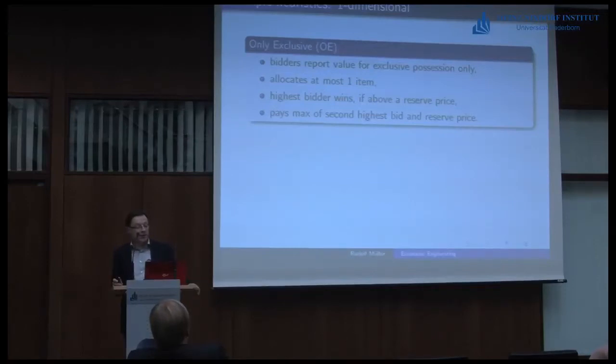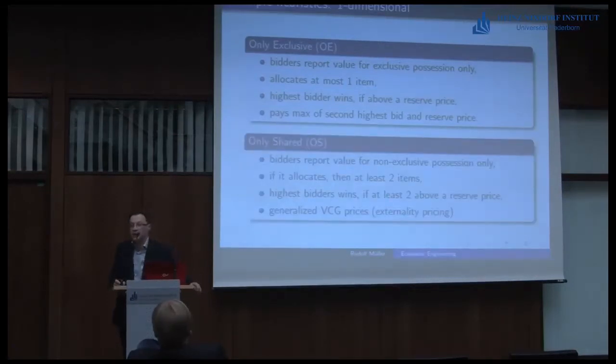So here are two very simple heuristics. The one is we never sell shared. We only sell exclusive. So bidders only report the value for exclusive possession. We allocate at most one item. Highest bidder wins. If above a reserve price, pays the maximum of the second highest bid and the reserve price. Forget about allocating shared, and we can use the optimal reserve price from Myerson's theory, and we get a heuristic. The other heuristic is we only sell shared. We always sell to at least two bidders.